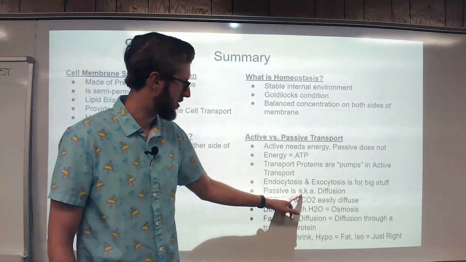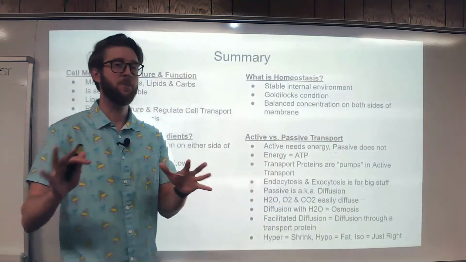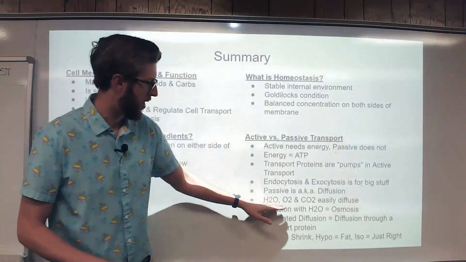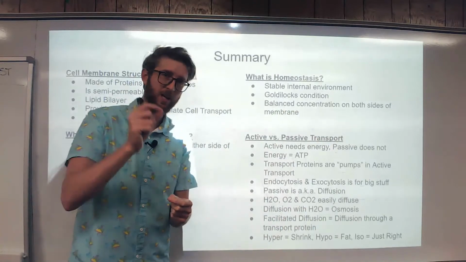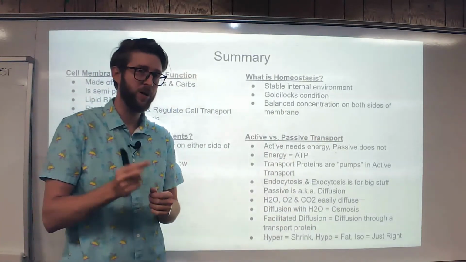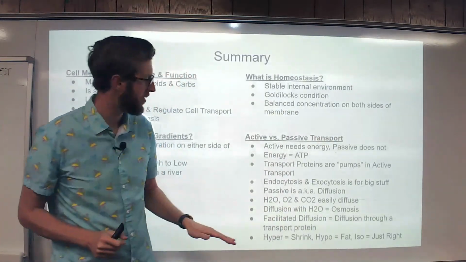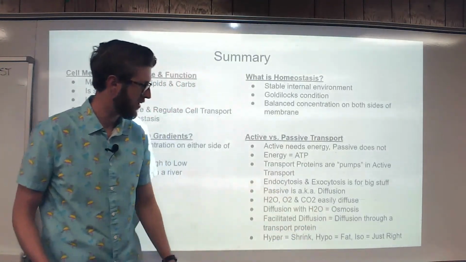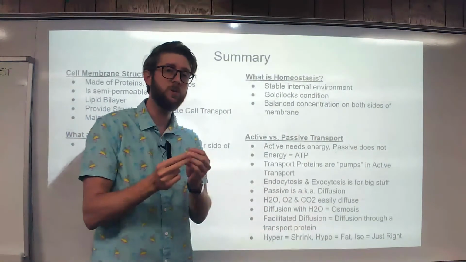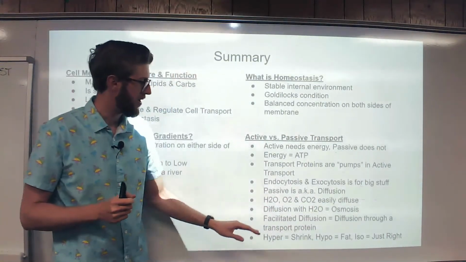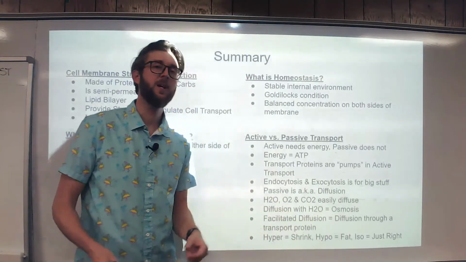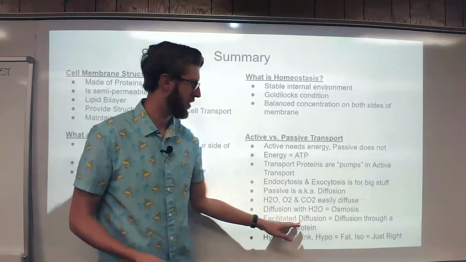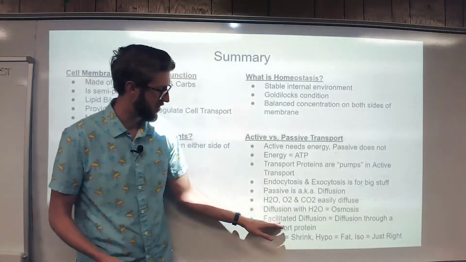Passive transport is also known as diffusion. Any type of passive transport is diffusion. There's regular diffusion with water, O2, and CO2. That's where they're tiny enough they can just go in and out through the cell membrane because they're so small they can fit through the gaps. Diffusion with water, we give it a special name called osmosis. And if it's too big to squeak through the cell membrane, it has to go through a transport protein. It's still diffusion because it's going high to low, but it's being facilitated with the transport protein. So it's called facilitated diffusion.